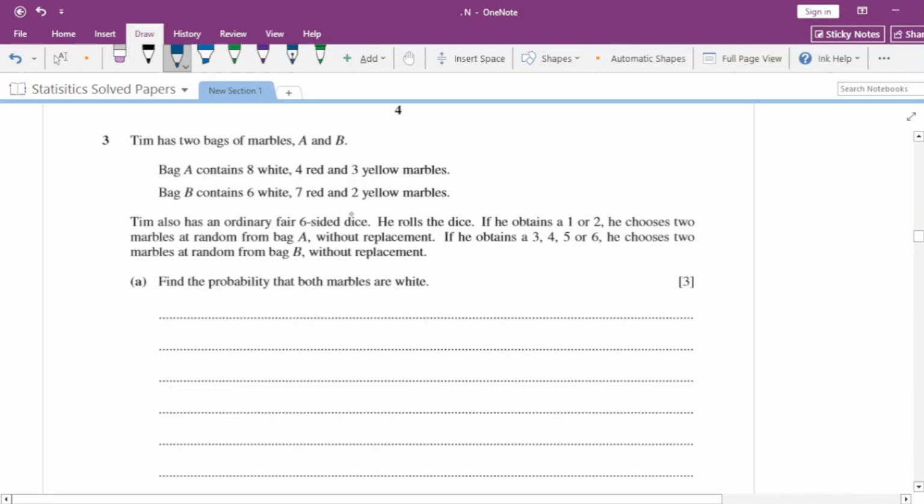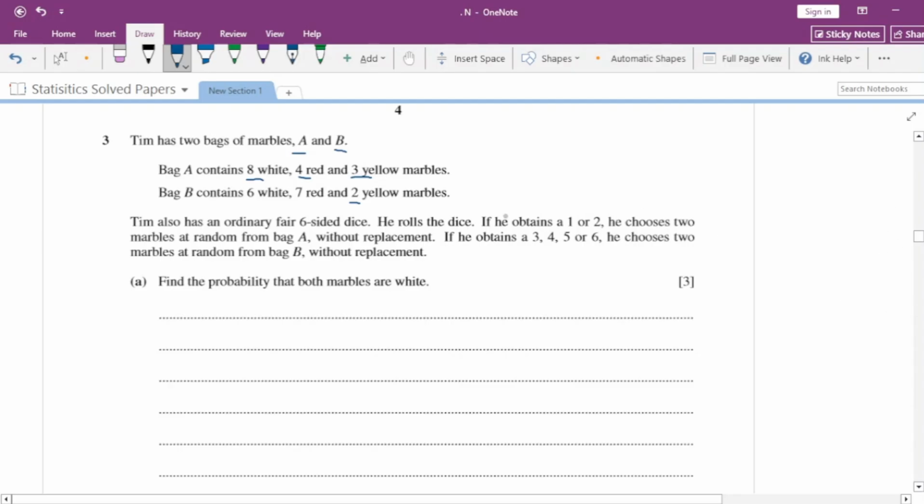Question number 3. Tim has 2 bags of marbles, A and B. Bag A contains 8 white marbles, 4 red marbles, and 3 yellow marbles. Bag B contains 6 white marbles, 7 red marbles, and 2 yellow marbles. Tim also has an ordinary fair 6-sided dice. He rolls the dice. If he obtains a 1 or 2, he chooses 2 marbles at random from bag A without replacement. If he obtains a 3, 4, 5, or 6, he chooses 2 marbles at random from bag B without replacement. We have to find the probability that both marbles are white.